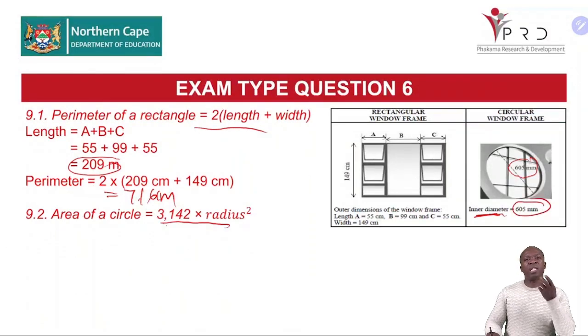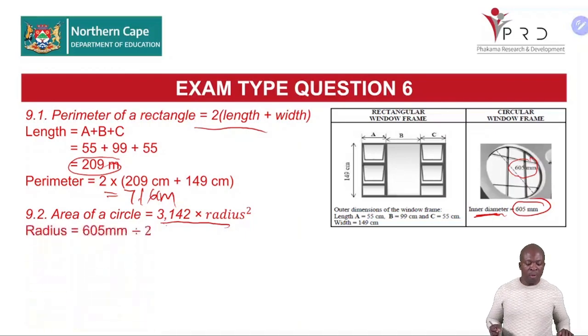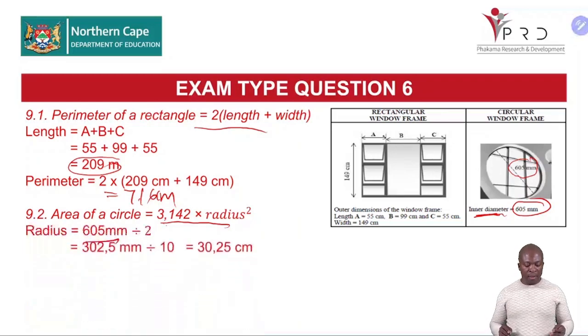So how do we get radius from diameter then? We are going to divide it by 2. So that's why you see that we have to first do that. We divide the 605 by 2 to get the radius. And once we have the radius, look, I divided by 10 again. What am I talking about?